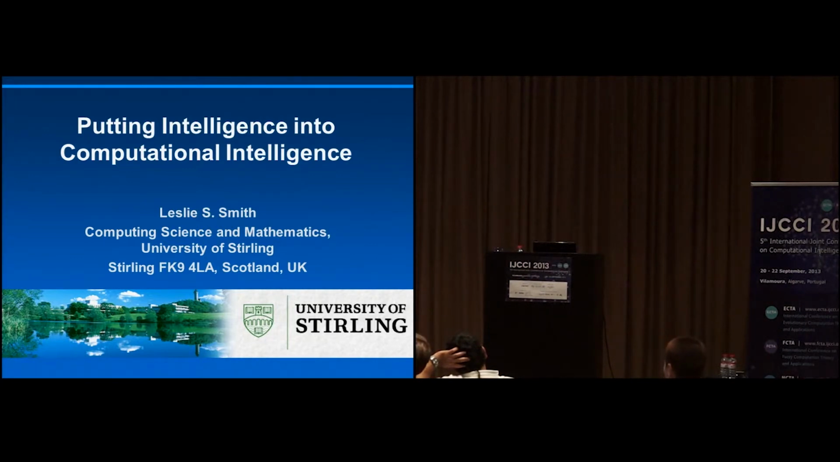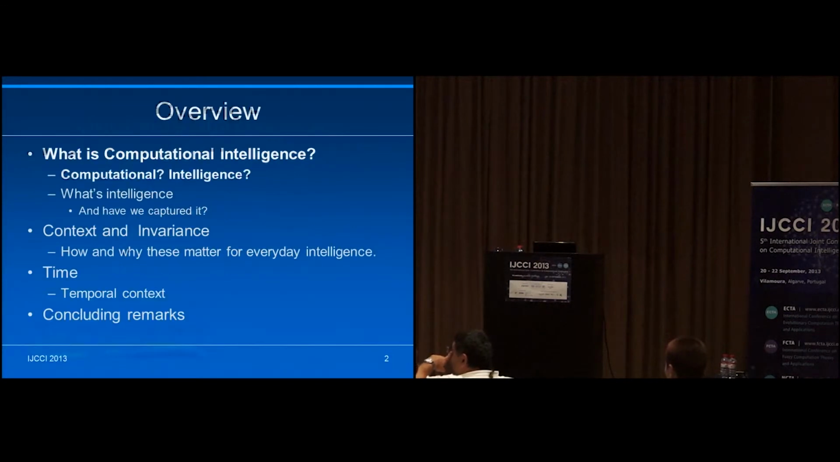And I'm going to talk about putting intelligence into computational intelligence. It's a bit of a mix: I'll talk a bit about computational intelligence first of all, which leads me on to talking about intelligence. There have been some discussions about that here already, and I'll continue those. I'll say a bit about context and invariance. I'll say a bit about time and perceptual time, and time as a context. And then I have some concluding remarks, and we'll see how I get on. And I'll try and keep to within my time.